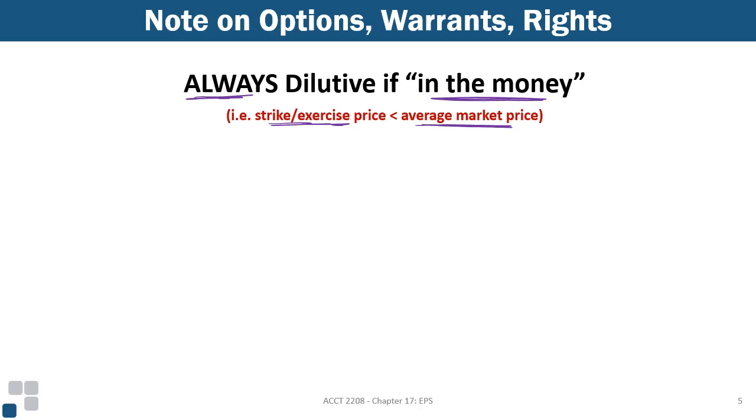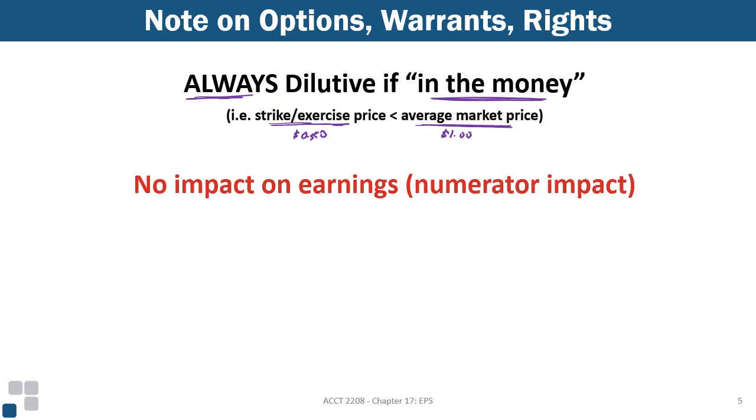So if you have the option to buy a share at 50 cents, and the average market price of the share is $1, well, you'd be crazy not to pay 50 cents for something worth $1. Therefore, the options or the warrants or rights are in the money. Now, if the reverse is true, if you have an option to pay $1, but the market price is 50 cents, well, you've got to be pretty crazy to exercise that option. So in that case, they would be out of the money.